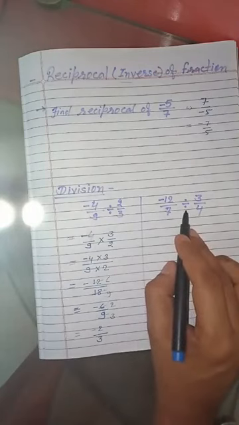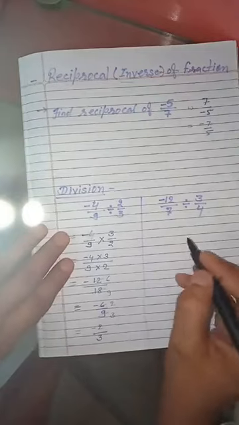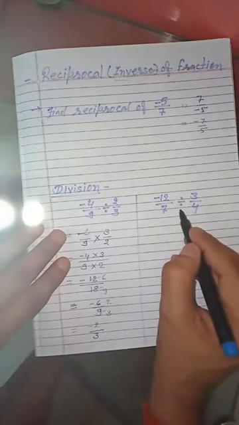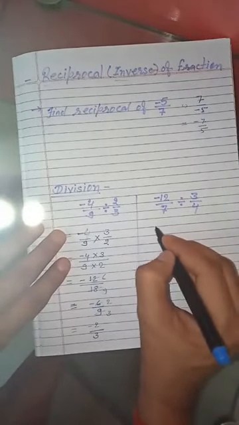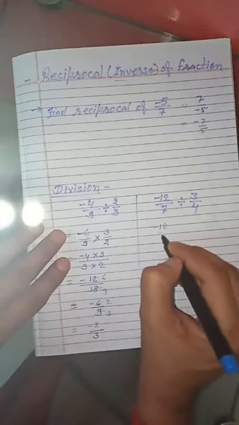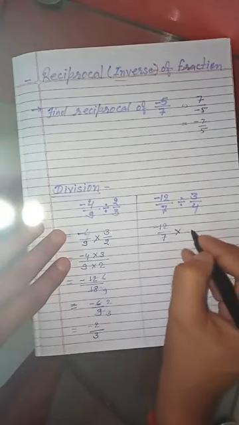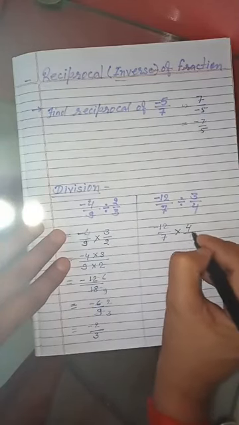The sign between is divide, and the second number is 3 upon 4. Okay. First of all we have to change this symbol. So we should use the reciprocal of 3 upon 4. So minus 12 divided by 7 multiplied with 4 upon 3.